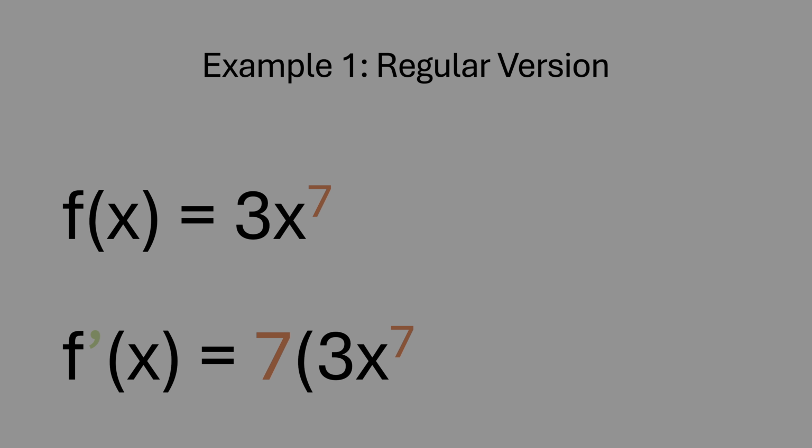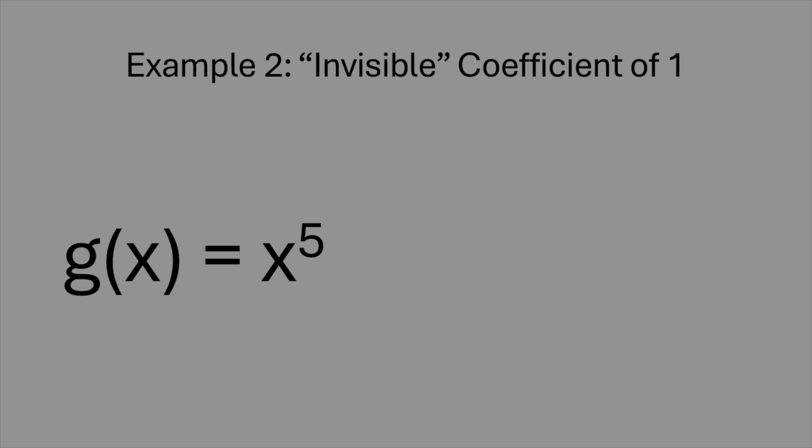In that example, having the 3 out front made it pretty clear what to multiply the 7 by when we brought it down. But what if there's no coefficient in front at the beginning? For example, let's say we had this new function g of x equal to x to the 5th power. In this case, as you can tell, we don't have a number out front like the 3 that we had in our previous problem. A lot of people wonder, what would we do when we inevitably bring the exponent down? Let's go ahead and try to do power rule.